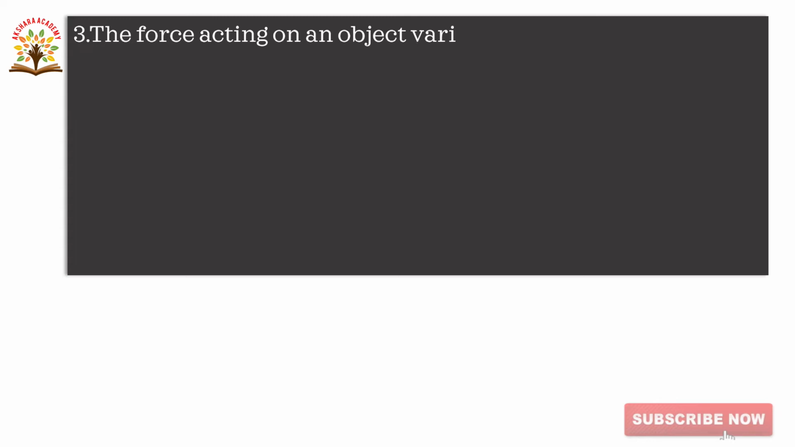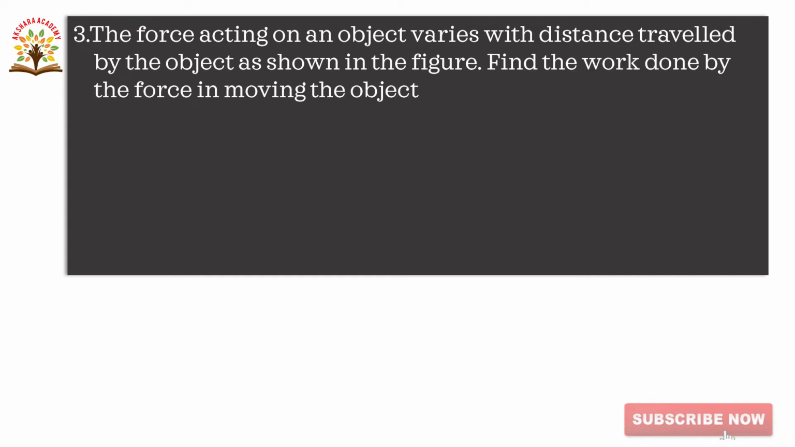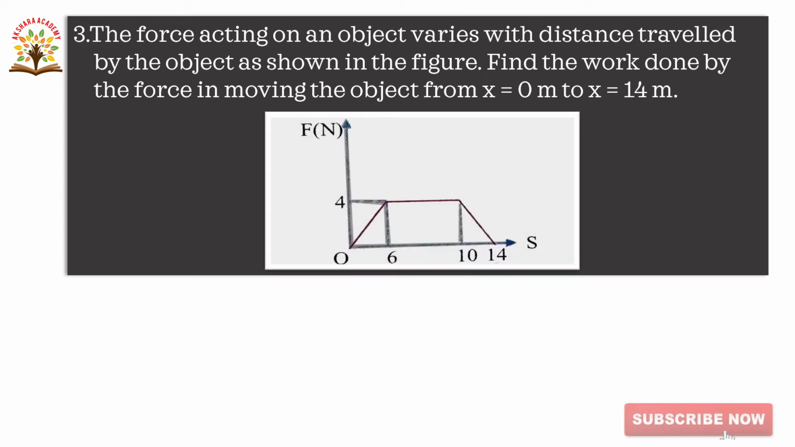The force acting on an object varies with the distance travelled by the object as shown in the figure. Find the work done by the force in moving the object from x equals 0 meters to x equals 14 meters. See the figure. Here we have to calculate the work done by the force in moving an object from 0 to 14 meters. Okay, now let us go to the solution.